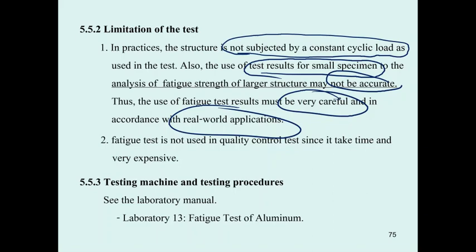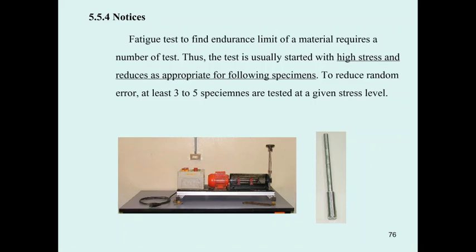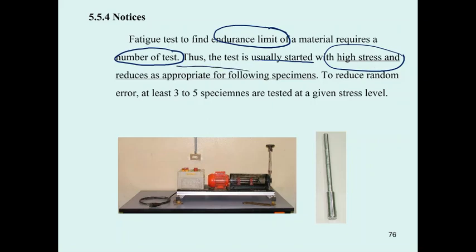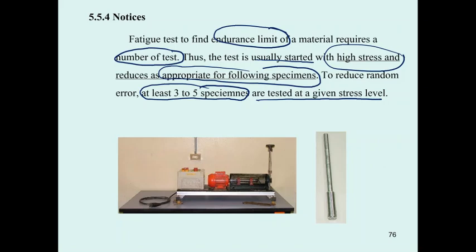The testing machine and testing procedure: we have only one test for the laboratory machine, the fatigue test of aluminum, and just take a look at this laboratory manual. It should be noted that the fatigue test to find the endurance limit requires a large number of tests, and it's going to be very expensive. The test usually starts with a high stress, so we will know the failure very quickly, and the time is reduced. We are supposed to test 3 to 5 specimens for a given stress level. For example, if you test at a very high 600 megapascal, you should test 3 to 5 specimens. And if you go down to 500 megapascal, you still test 3 to 5. That means you're going to test a lot of specimens.